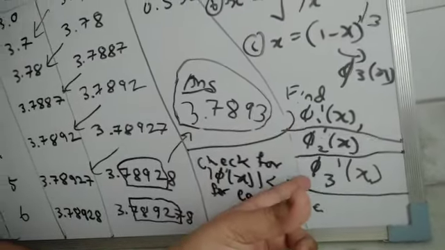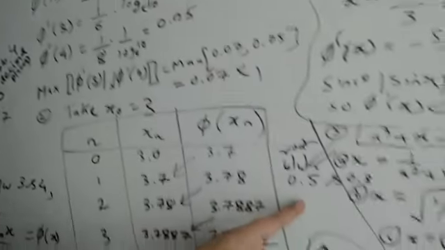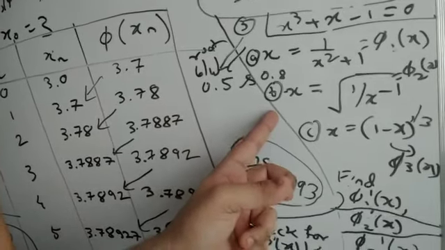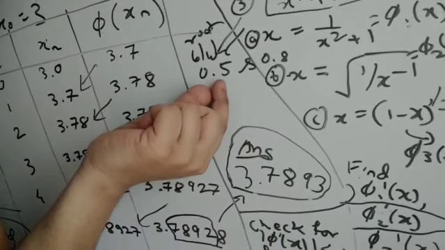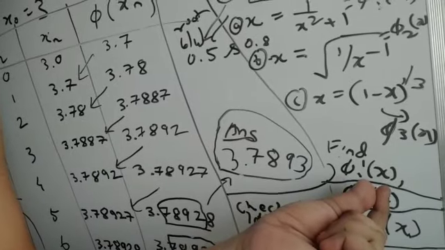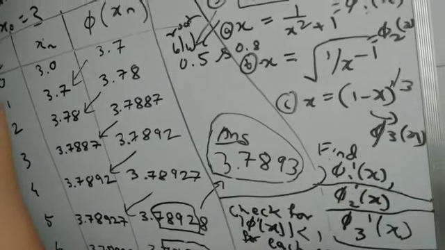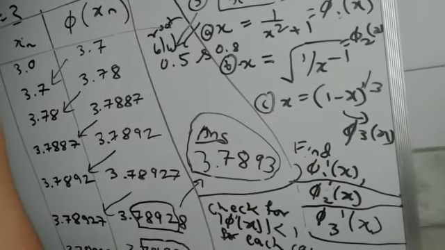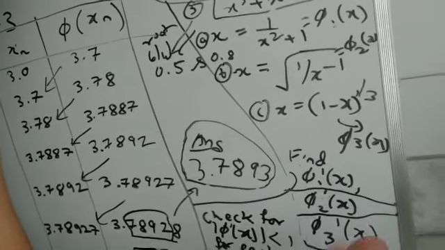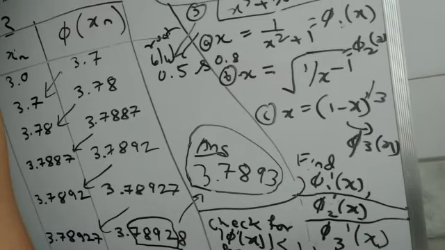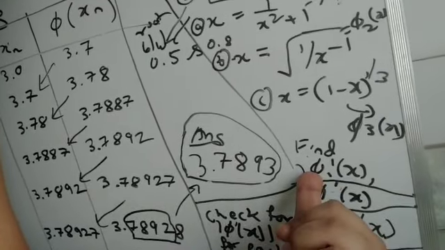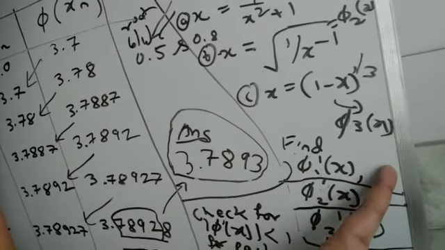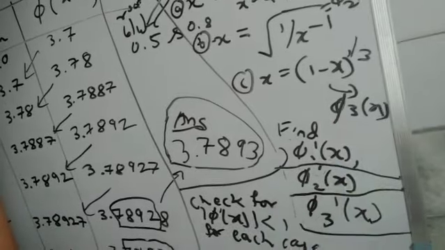Which one was good? See, here if you do, you will see the root lies between 0.5 and 0.8. So what you need to do is put 0.5 in phi 1 dash x and see what the value is. Put 0.8 in phi 1 dash x and see what the value is. Then see what the maximum of those two values is. Then you can judge whether it is greater than 1 or less than 1. If it is less than 1, you can proceed with this. If it is greater than 1, you can't.